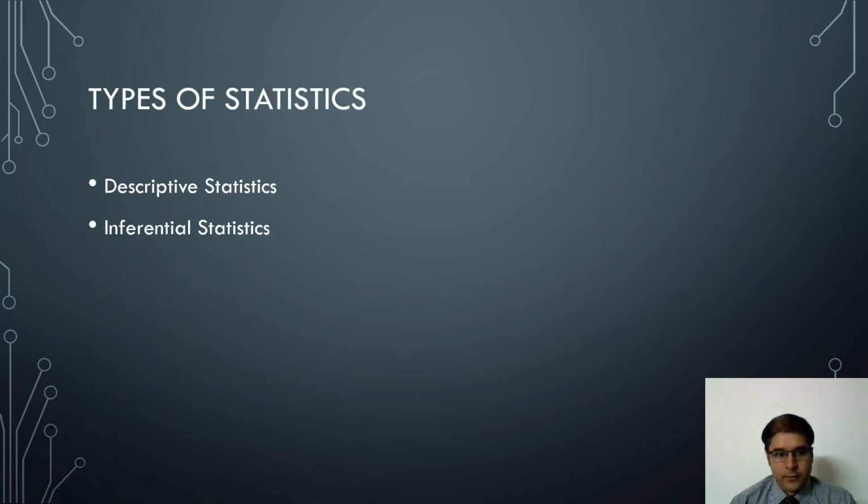What are the types of statistics? First is descriptive statistics, and the second one is inferential statistics. We'll see what they are now.